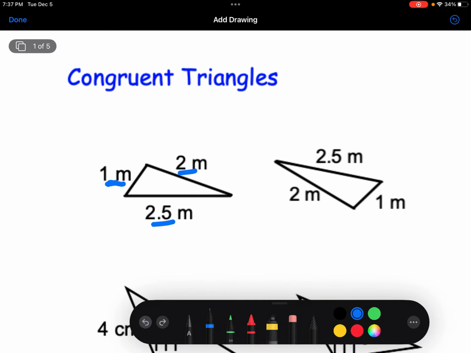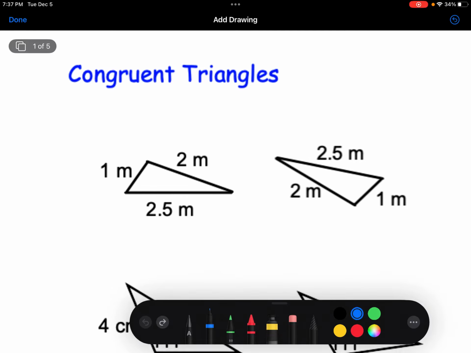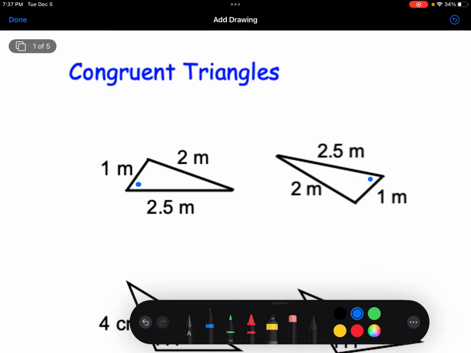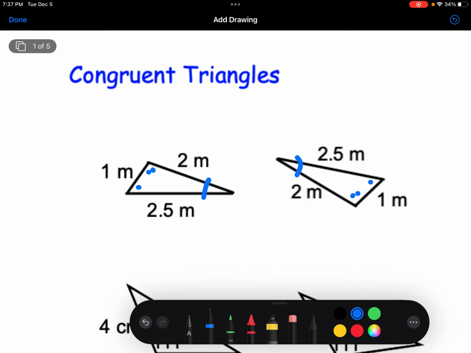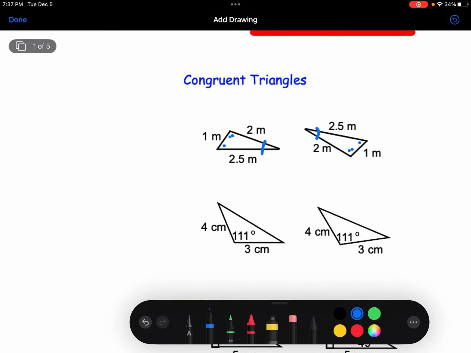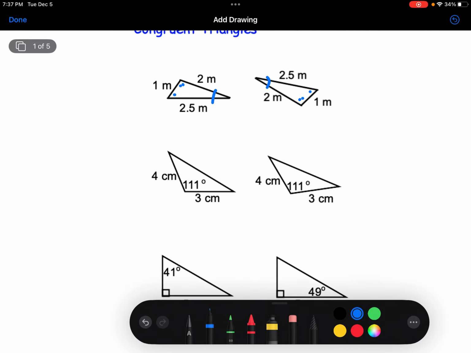And now the second thing would say that if all the sides are the same, then this angle is the same as this angle. This angle here is the same as this angle here. This one here is the same as this one here. Now if we look at the next example, we can see clearly that these are the same triangles. So that would mean that this x is equal to this x.